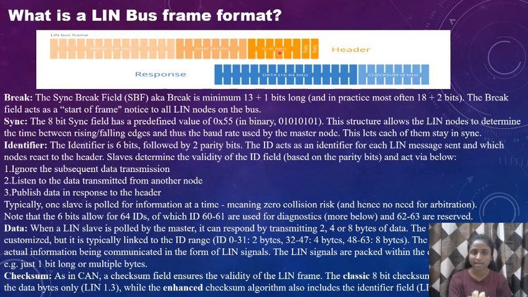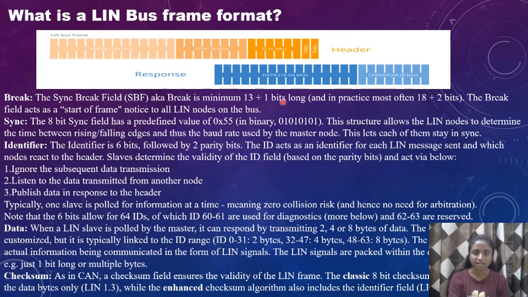The next is the identifier. The identifier is 6 bits followed by 2 parity bits. The ID acts as an identifier for each LIN message sent and determines which nodes react to the header. The slave determines the validity of the ID field.